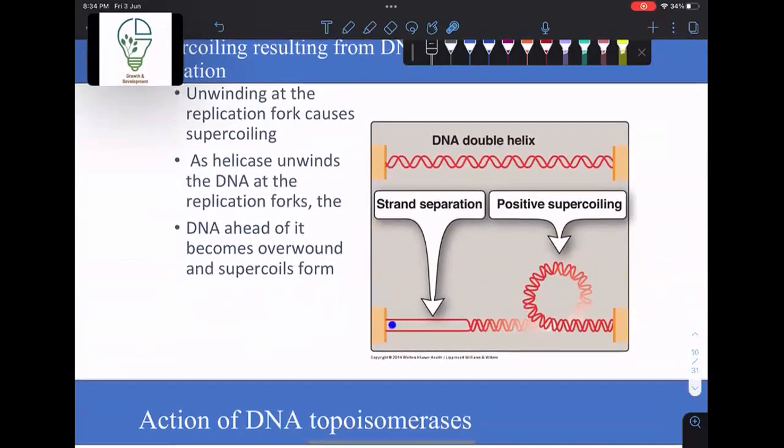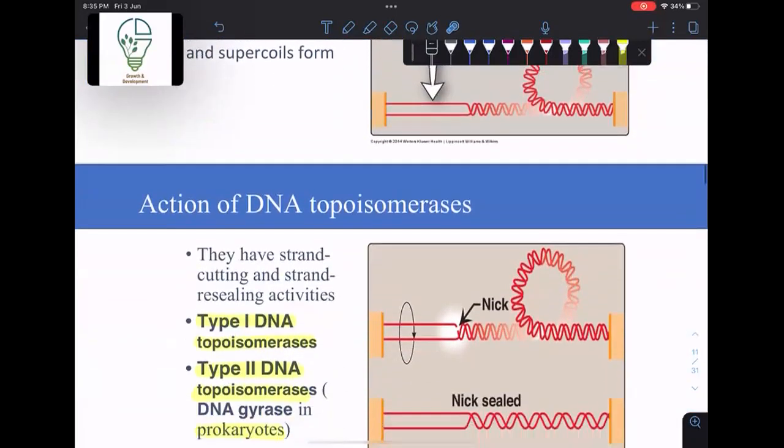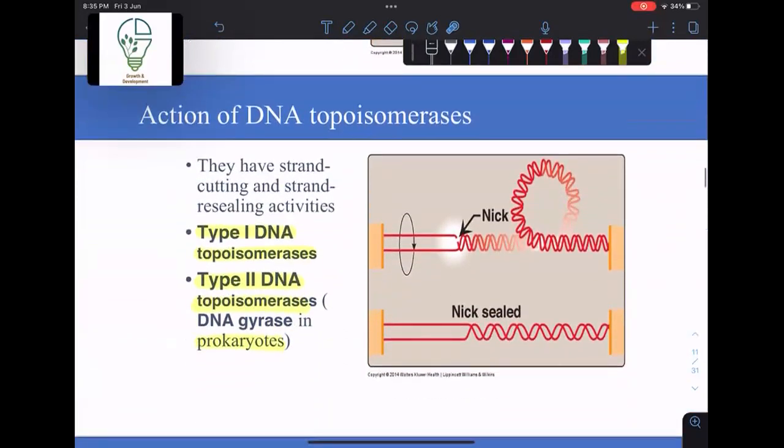As the DNA helicase is moving along the DNA molecule, the part in front of it can get coiled. This part is called positive supercoiling. So it becomes coiled, and obviously we can't replicate this part of the DNA because it's coiled. So what do we do? We have two enzymes. Basically it's the same enzyme, but it has different variants.